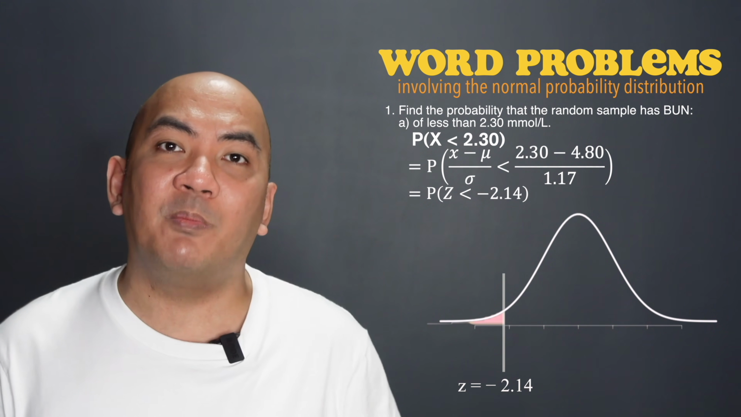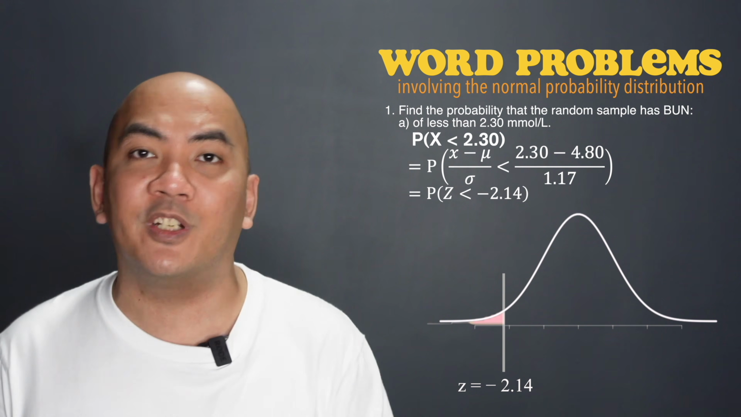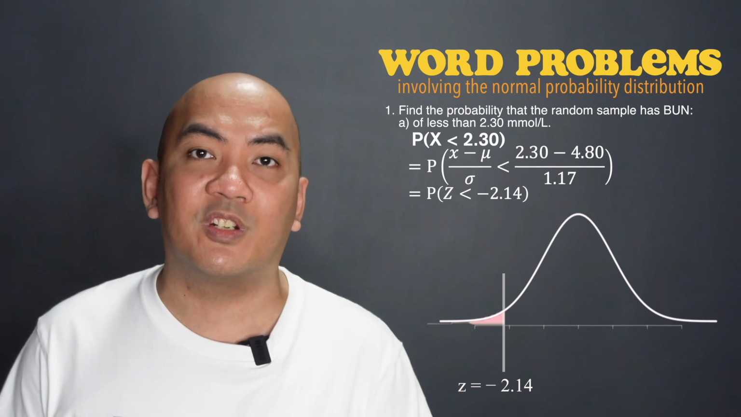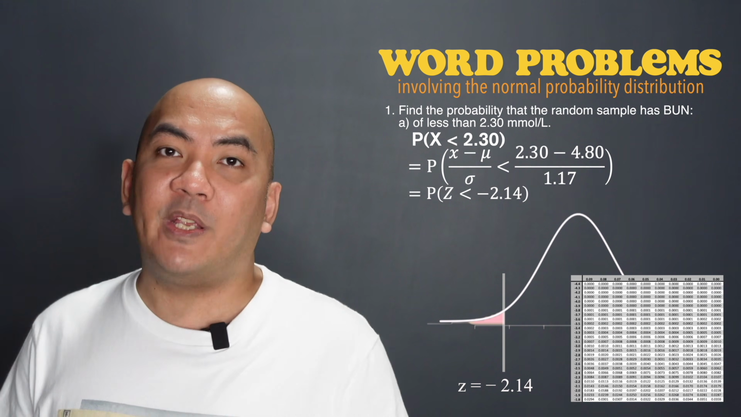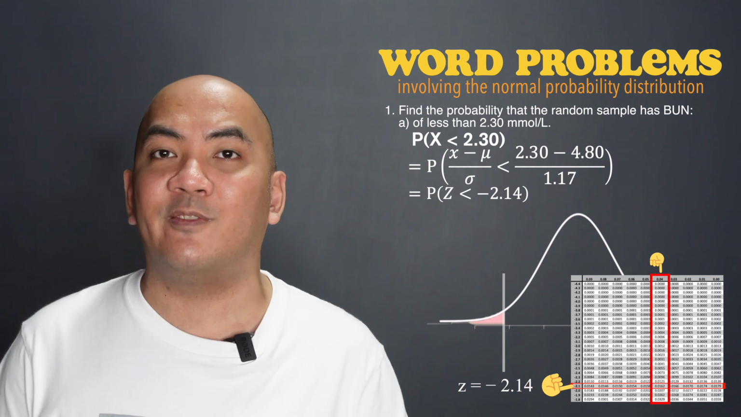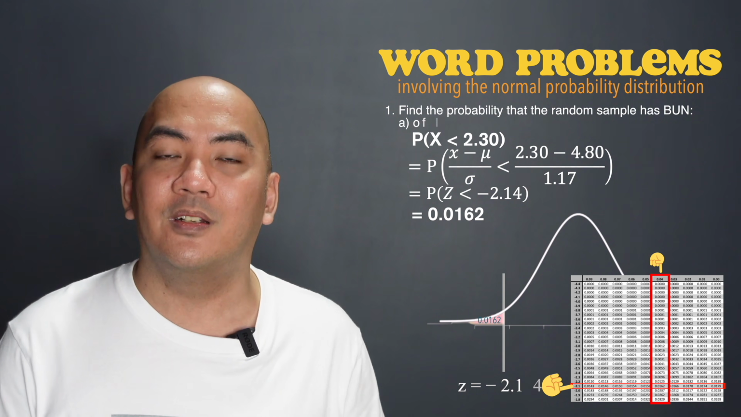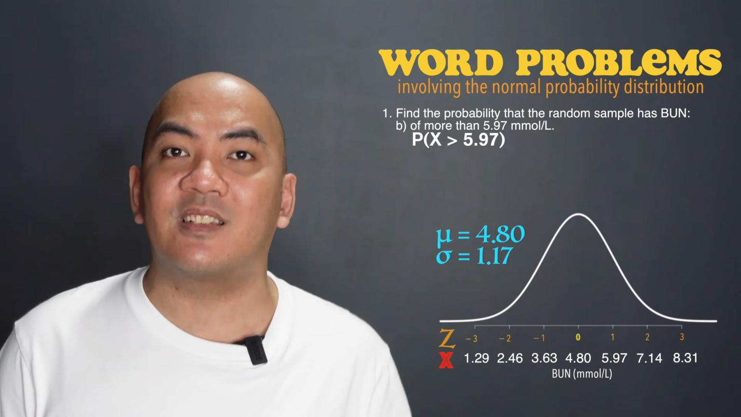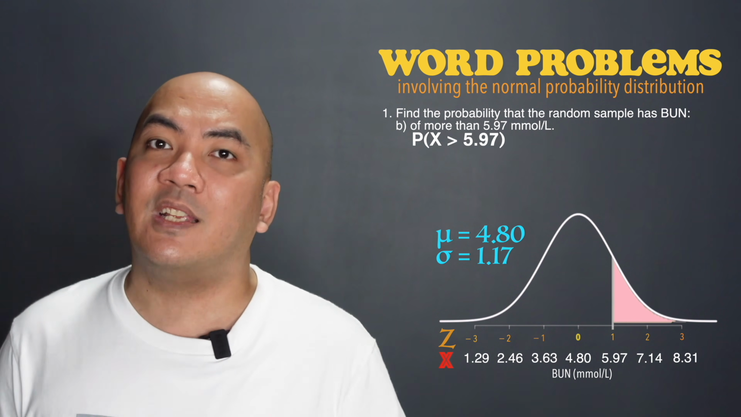So in short, the probability of random variable x, which is the BUN, to be less than 2.30 is the same as the probability of the standardized score z to be less than negative 2.14. And by using the table, we can see that the probability of z to be less than negative 2.14 is 0.0162.